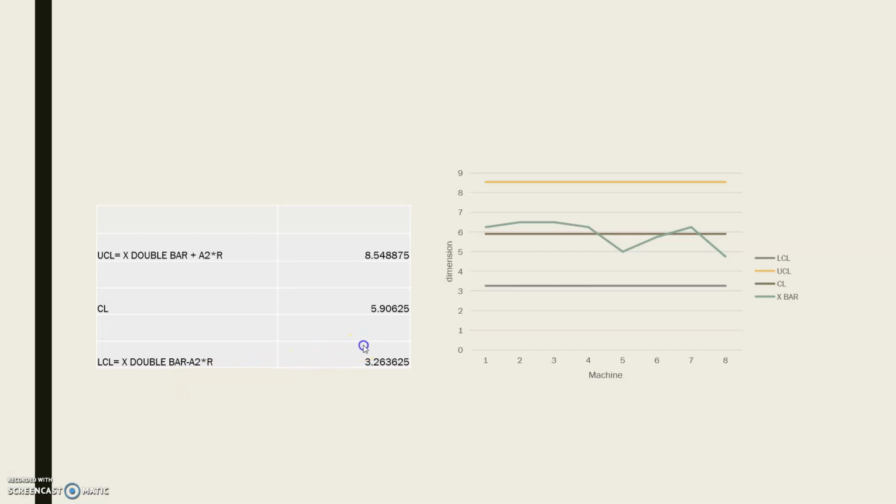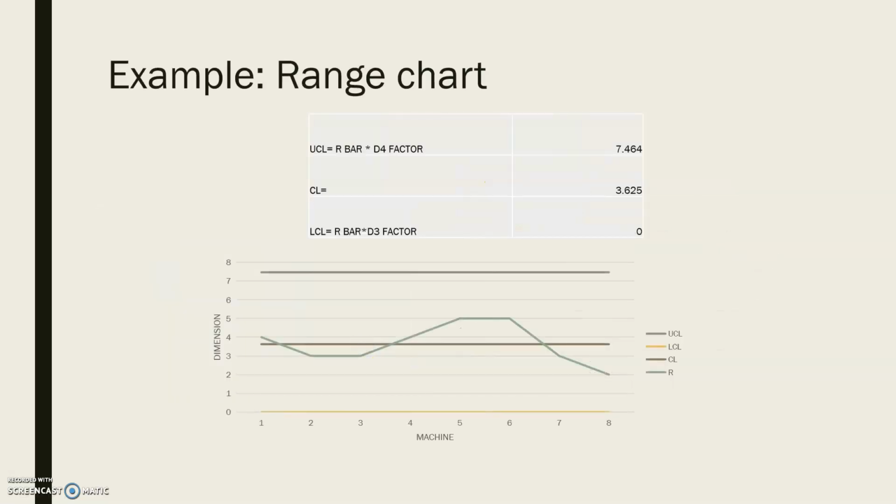Okay, after that, this is a range chart graph. Range chart graph also have a UCL, CL and LCL. UCL, the formula is x double bar plus A2 times R.